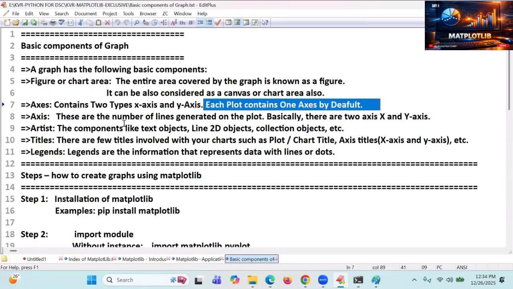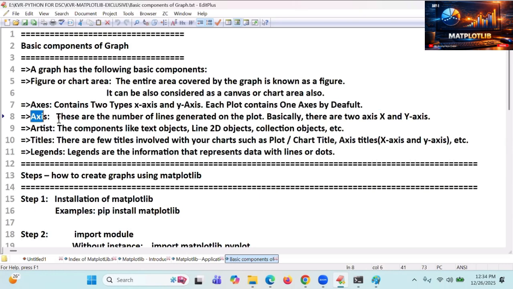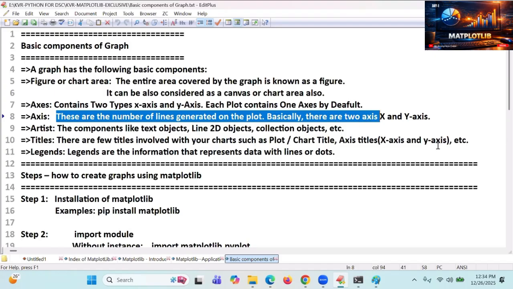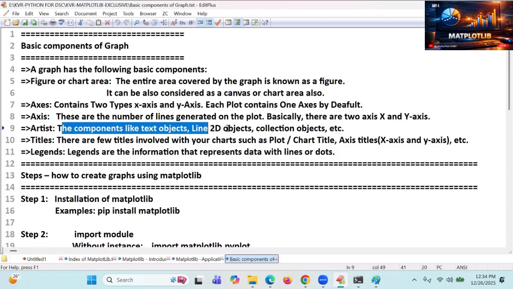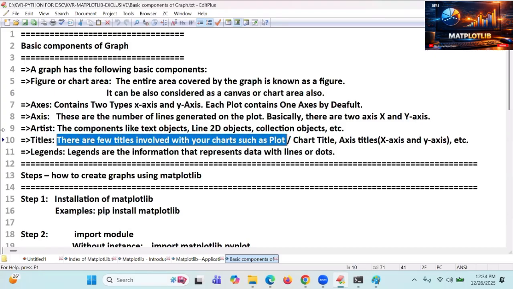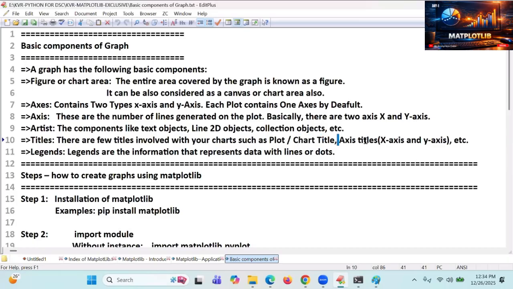Each axis contains two axes, the x-axis and the y-axis. Do you know that? Axes are the number of lines generated on the plot. Basically, there are two types of axis: x-axis and y-axis. Artist components are like text objects, Line2D objects, and collection objects, like pie plot, bar plot, etc. Title: there are a few titles involved with your charts, such as plot or chart title, axis titles for the x-axis and y-axis, and graph title.